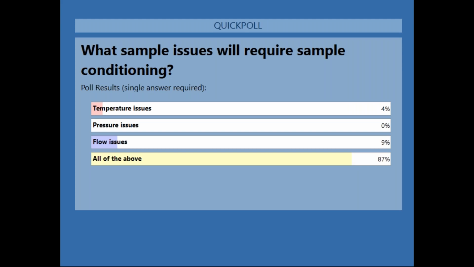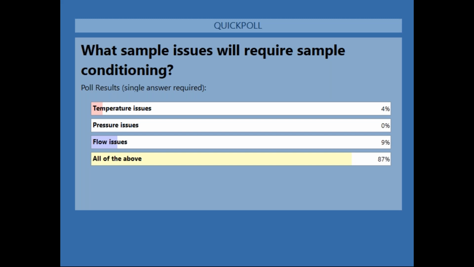What do you think, Kevin? I can't see the results, Tom. My apologies. Oh, well, we've got 87% that answered all of the above, 9% flow and 4% temperature, 0% on pressure, but the winner there seems to be all of the above.